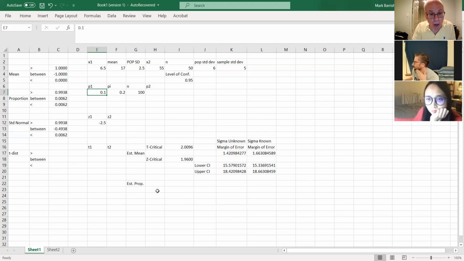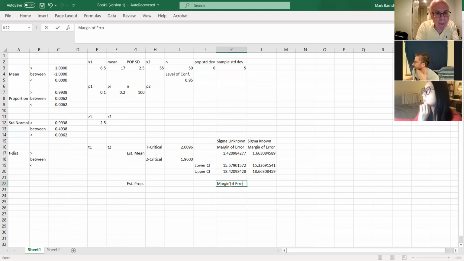So we need a standard error, but we need a margin of error. So what do we do? Let's just type in margin of error. And how do we calculate the margin of error? It's the z critical value. So we're going to say equal to this, the z critical value.